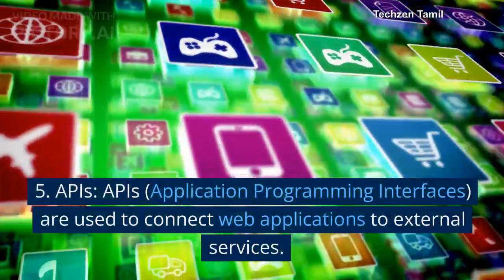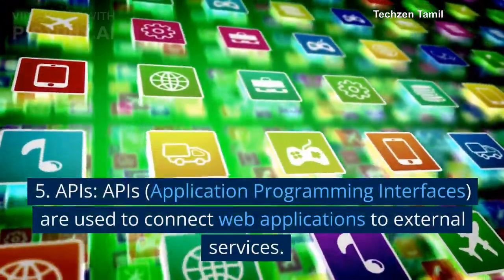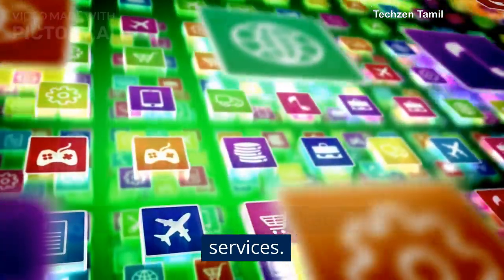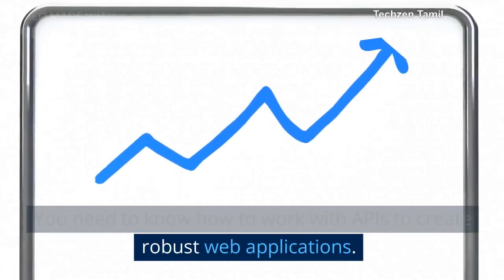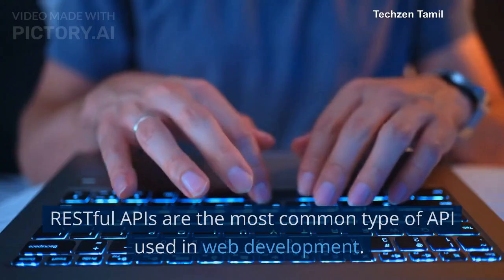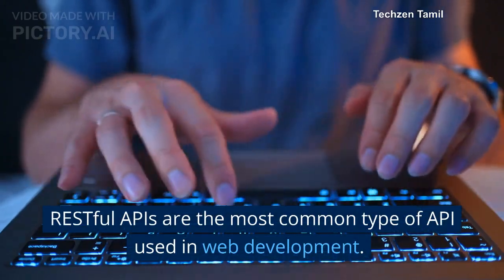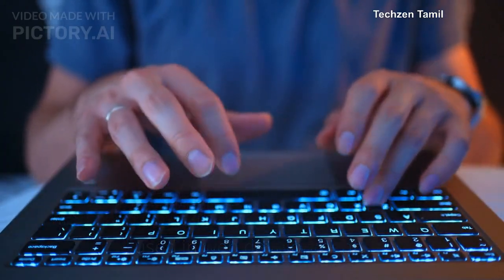Five, APIs. APIs, application programming interfaces, are used to connect web applications to external services. You need to know how to work with APIs to create robust web applications. RESTful APIs are the most common type of API used in web development.